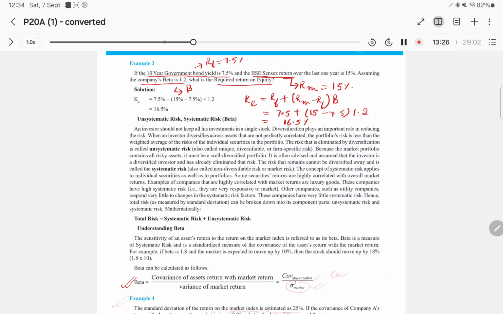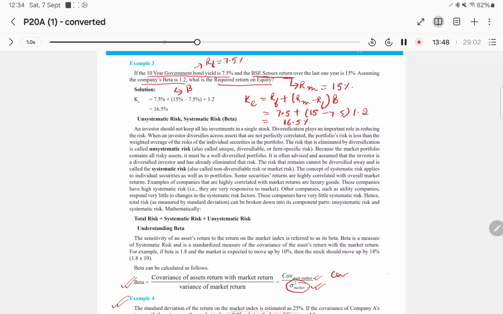Beta. How to calculate beta. Beta is calculated basically as the covariance of the stock with the market divided by the variance of the market. This represents the variance of market return. Okay. Let's go with an example. You'll understand better. Let's take example number 4.